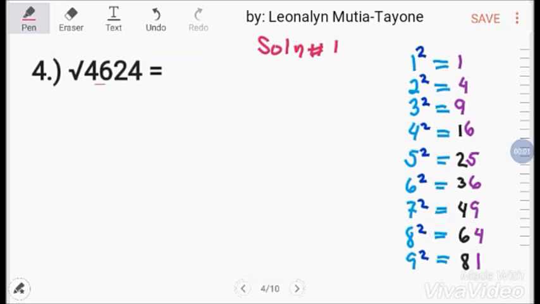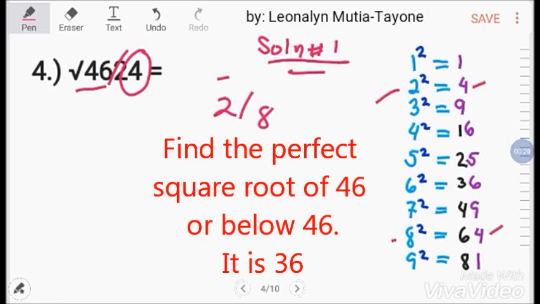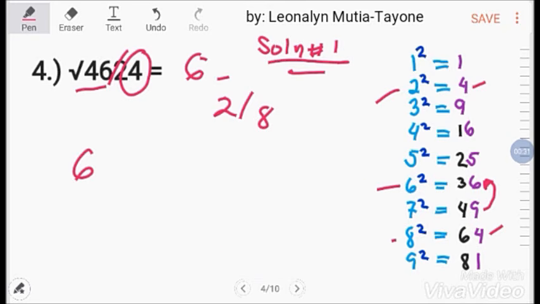Number 4, square root of 4,624. Let's do solution number 1. Ito ang titingnan natin, yung last digit, which is 4, 4. So, it's either 2 or 8. Yung sasagot natin sa last. Ignore natin yung si 2. Dito tayo mag-focus sa 46. Ang 46 ay less than sa 49, which is 36. Ito ang i-focus natin, which will be 6. So, 6 na ang sagot dito.